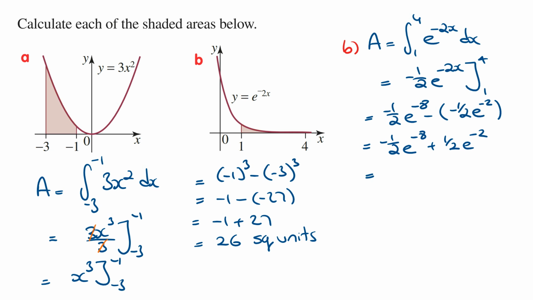Cleaning this up more, we can take out half as a common factor, and we can write this as 1/2 times e to the -2 minus e to the -8, and then square units.